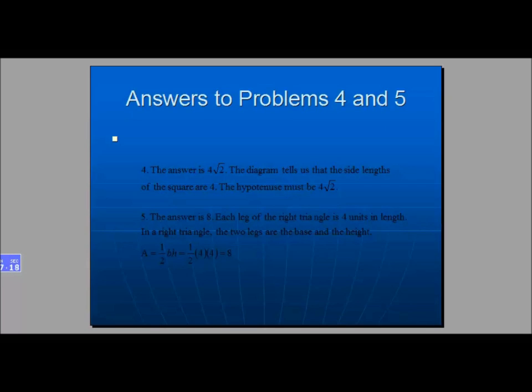The answer to question 4 is 4 square root of 2. The diagram tells us that the side lengths of the square are 4. Therefore, the hypotenuse must be 4 square root of 2. In question 5, the answer is 8.